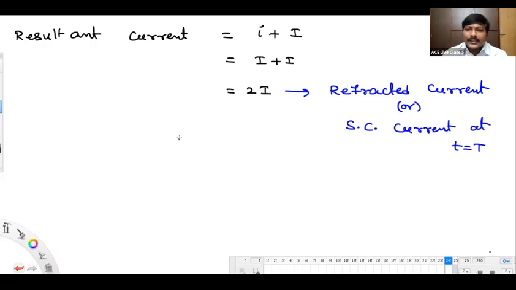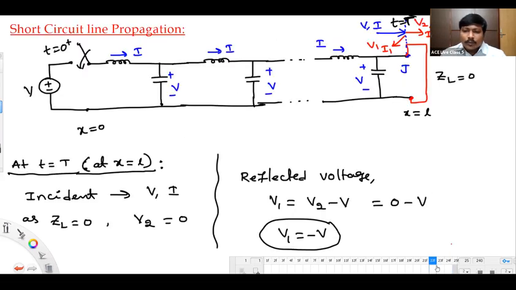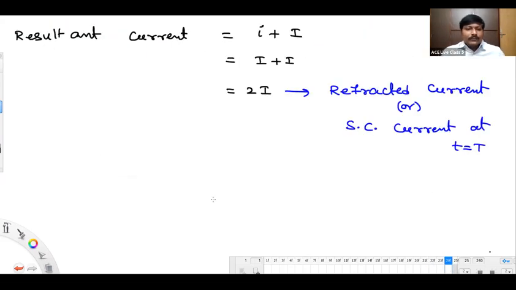Yeah. So I think all of you understood this. This is propagation 1. Voltage V, current I, voltage V, current I. Let me write propagation 1 here, similar to what we have done earlier.